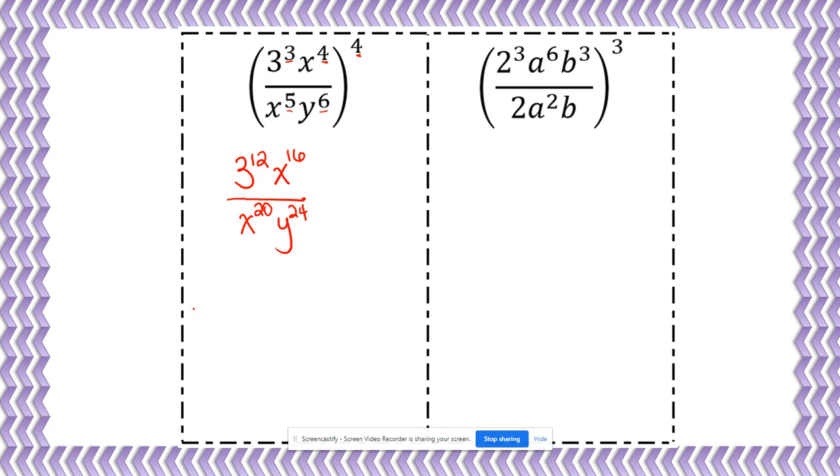Now if you look at this, you should remember this is a quotient. And what we've done with quotients before is we take these and we would simplify. So for right now, you can leave this like this, or if you notice that you have a like base here with x's, I can do 16 minus 20 to get x to the negative 4th power. Now, I'm not supposed to have negative exponents, so for right now, I can leave my problem like this.